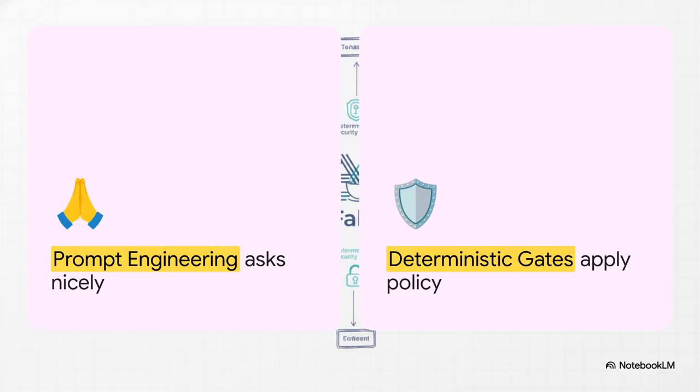To get this right, we really have to fundamentally shift our mindset. Prompt engineering is basically just asking an LLM nicely to keep a secret, right? Or telling it, hey, please don't mention this other tenant. But an LLM literally cannot repair a security boundary after private evidence is already sitting in its context window. It's too late. Instead, we have to rely on deterministic gates. We're moving from asking the LLM for a favor to applying hard, fast policy so it never even gets the secret in the first place.